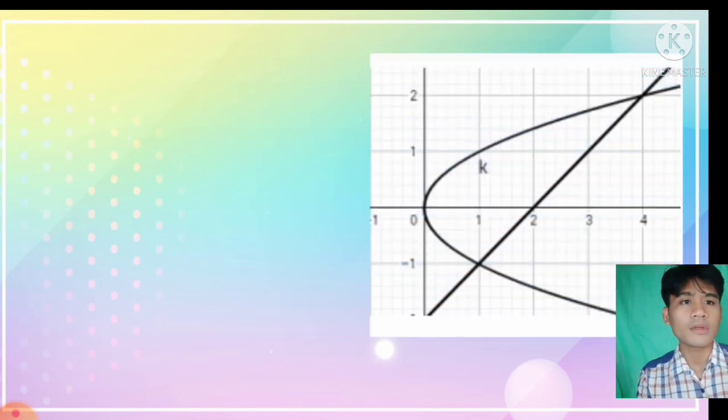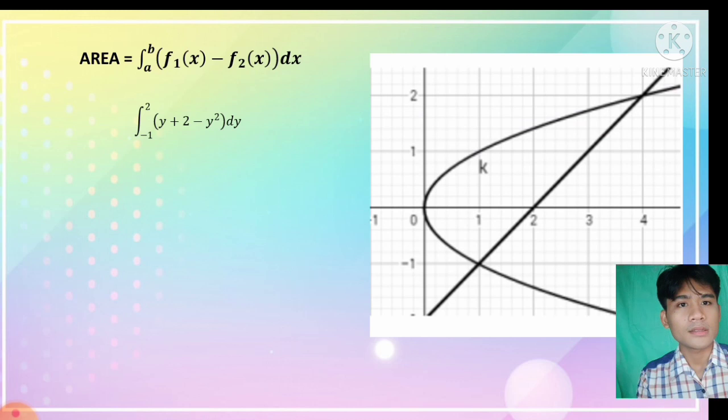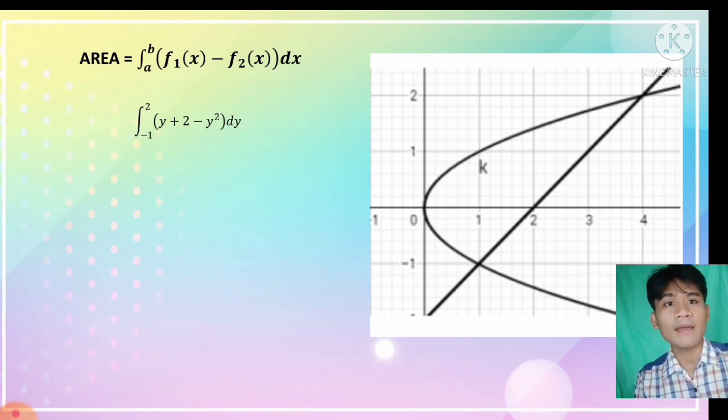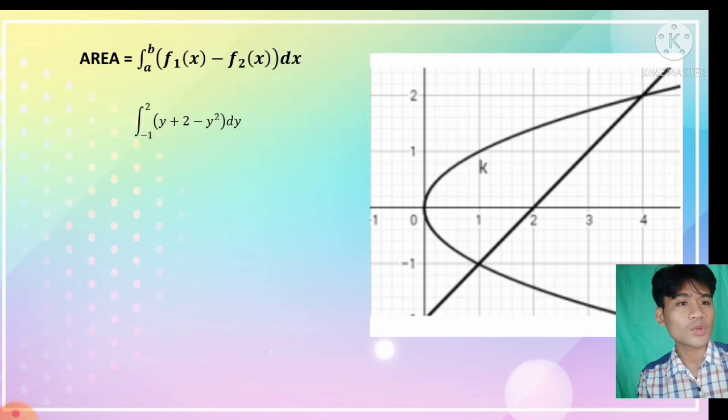So this is the graph of the given: the y squared parabola, and then the line x is equal to y plus 2. So again, the area is equal to the integral of the quantity f sub 1 minus f sub 2 dx from a to b. And from the given, we came up with negative 1 and 2 as our limits. So we came up with the integral of y plus 2 minus y squared dy from negative 1 to 2.